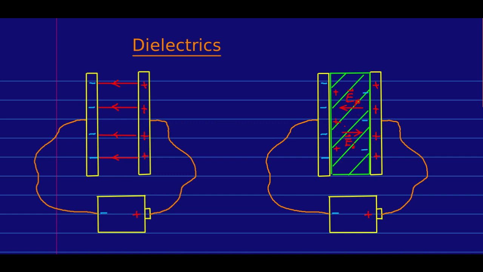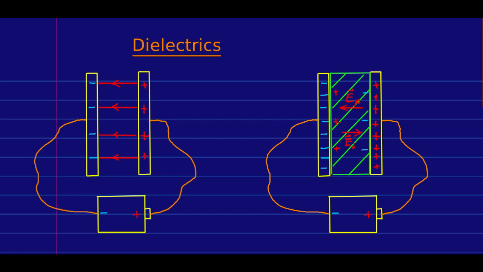For the total E field to have remained the same, even though there's now this E field due to the insulator opposing the E field due to the plates, the E field due to the plates must have got stronger. And the only way that can have happened is if more charge flowed on to the plates when we inserted this slab of insulator.